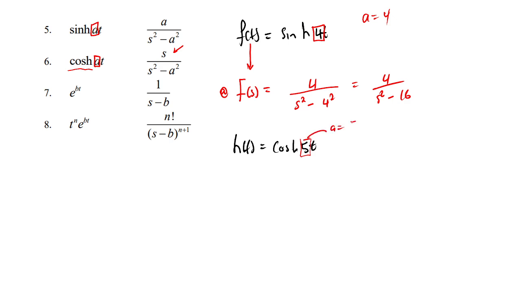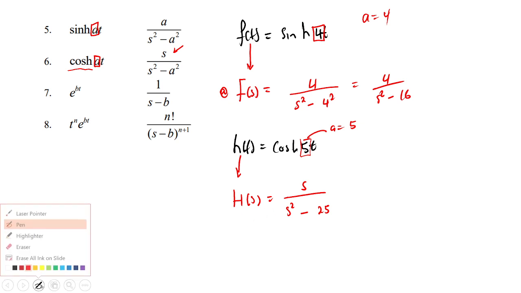So we have a as 5. So if we take the Laplace of h of t, the Laplace of h of t will be capital letter H of s, which will give us s all over s squared minus 25, because it's 5 squared. So this is how you solve using rule number 6.